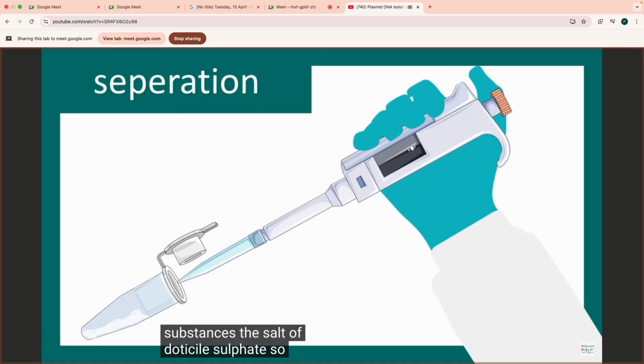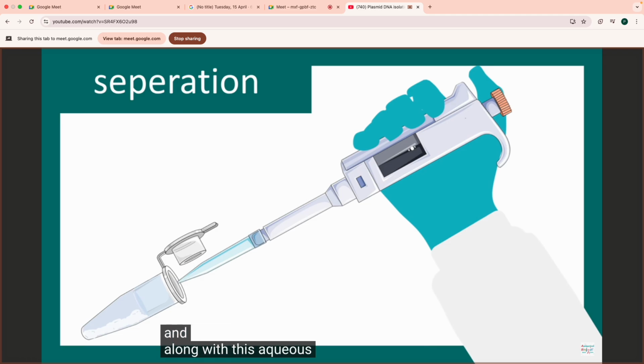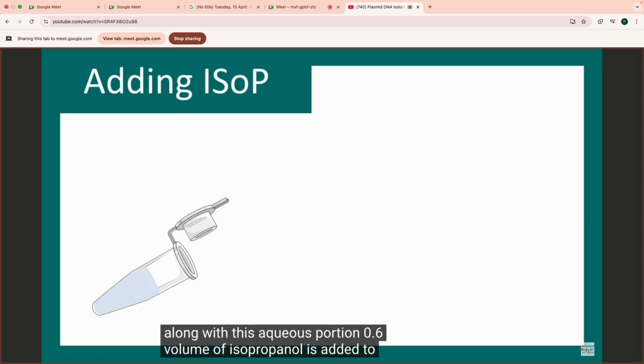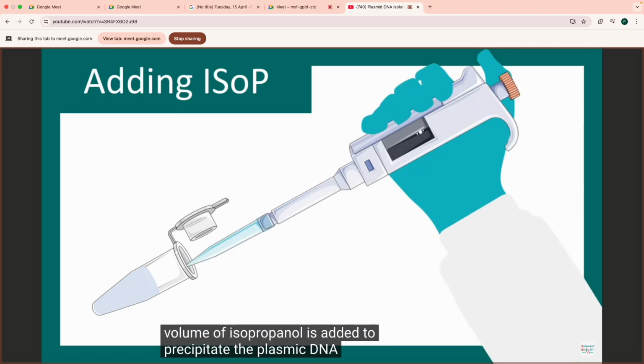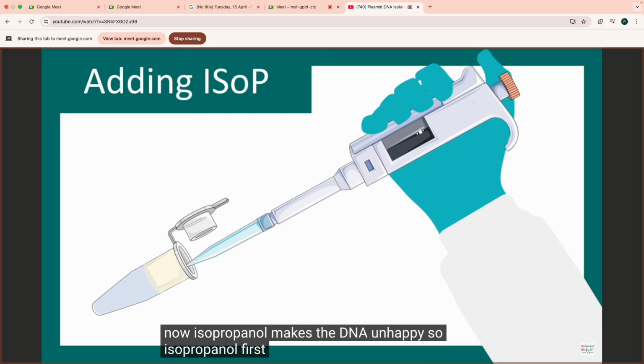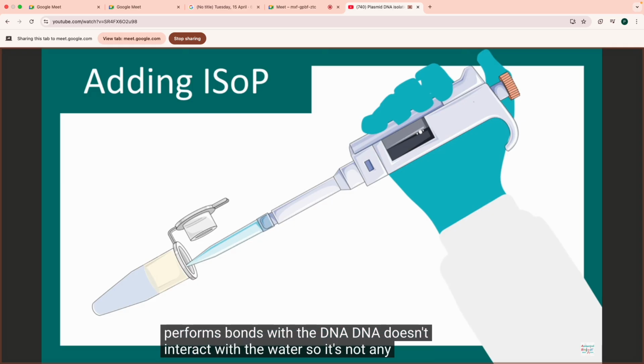dodecyl sulfate. So after that, what happens? The aqueous portion is taken out, and along with this aqueous portion, 0.6 volume of isopropanol is added to precipitate the plasmid DNA which is supposed to be in this solution. Now, isopropanol makes the DNA unhappy. So isopropanol first forms bonds with the DNA. DNA doesn't interact with the water, so it's not anymore solubilized.